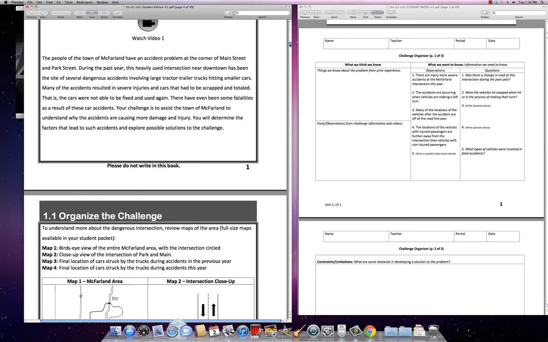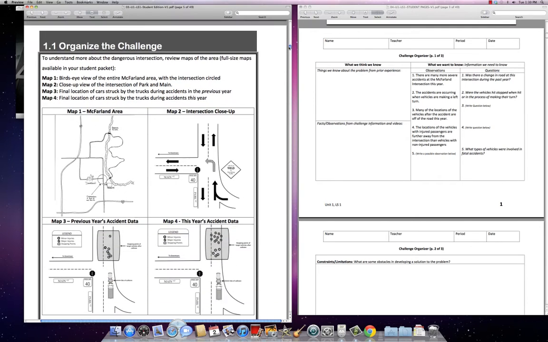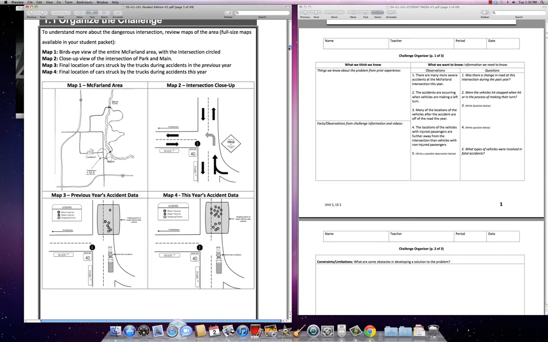After students have been introduced to the challenge, you should pass out the maps packet. In this maps packet, there is a series of 4 maps. The first map shows an overview or bird's eye view of the McFarland area and a circle around the intersection. This is important for students to get an idea of certain constraints or limitations that might exist when attempting to solve this problem.